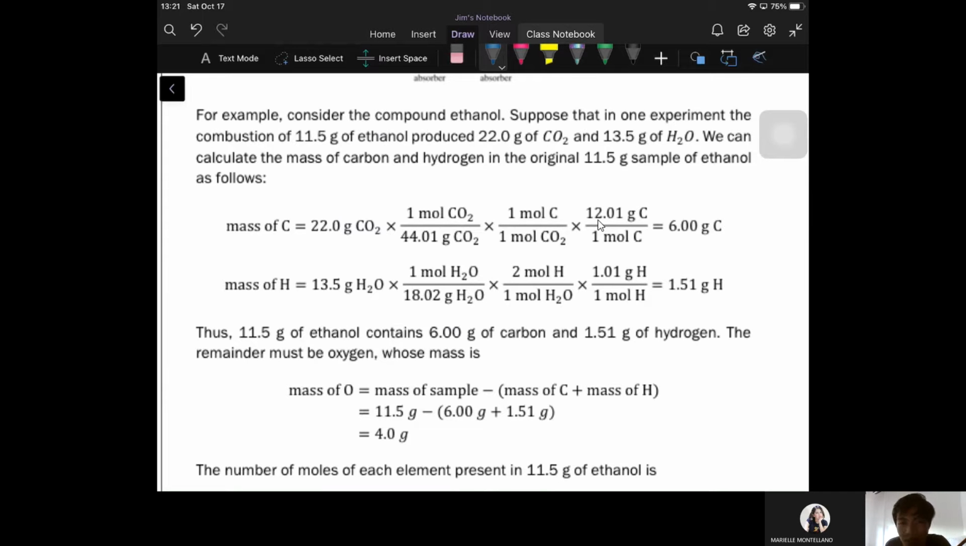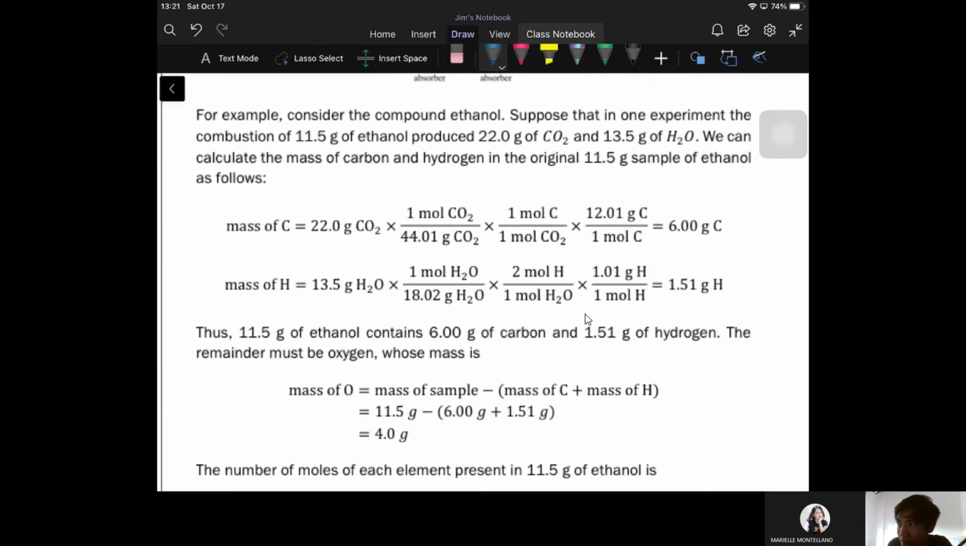Paano? Just multiply the moles of those elements by their molar masses, no? Okay? So, then makukuha natin yung grams ng carbon, grams ng hydrogen, so on and so forth. Ngayon, ano pa sabi dito? So yan, sabi dyan, we have 11.5 grams of ethanol contains 6 grams of carbon and 1.51 grams of hydrogen. Yung natira daw must be oxygen. Okay? So, ganun. By the way, sasabihin naman kung anong elements yung mga meron dyan. Carbon, hydrogen, nitrogen, oxygen. Sasabihin naman yun sa problem.